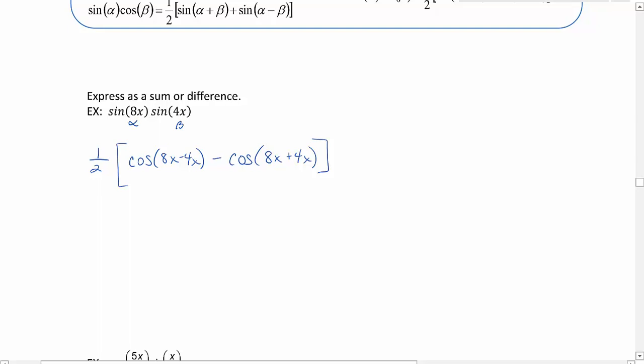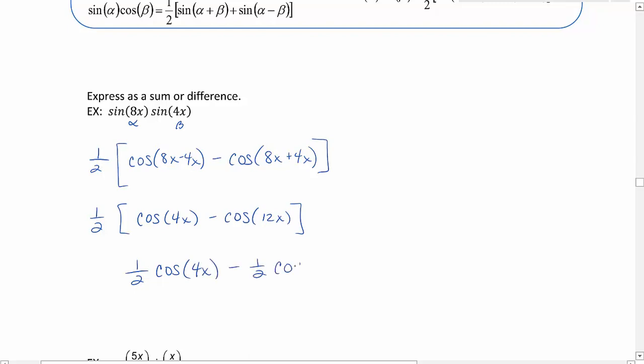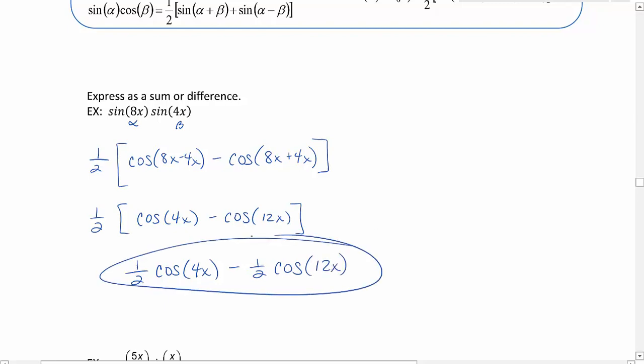Sometimes you'll see these formulas written all over 2 instead of the 1/2 out in front. But we can simplify on the inside: cosine of 4x minus cosine of 12x. And then the only thing there is to do is distribute our 1/2. And there we go.